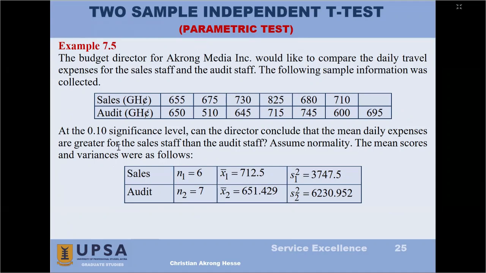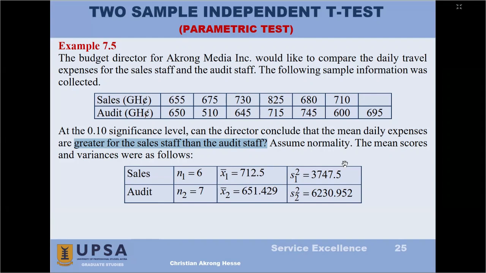So the assertion is that the mean daily expenses of sales staff is greater than that of audit. Because of the word greater than, this test is a one-tailed test. Just like I told that when you see the word greater than, more than, or less than, it indicates a one-tailed test. And a summary of the data is given. So you don't need to enter this information into your calculator and calculate the mean and the variance. So the mean and the variance are given.